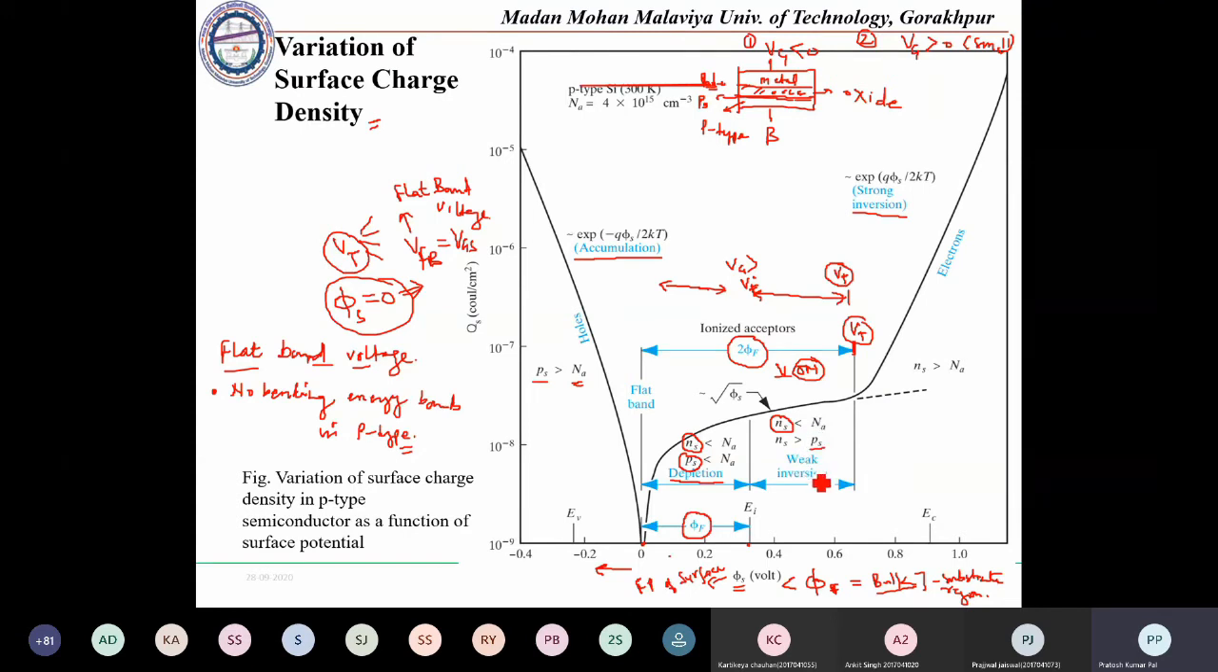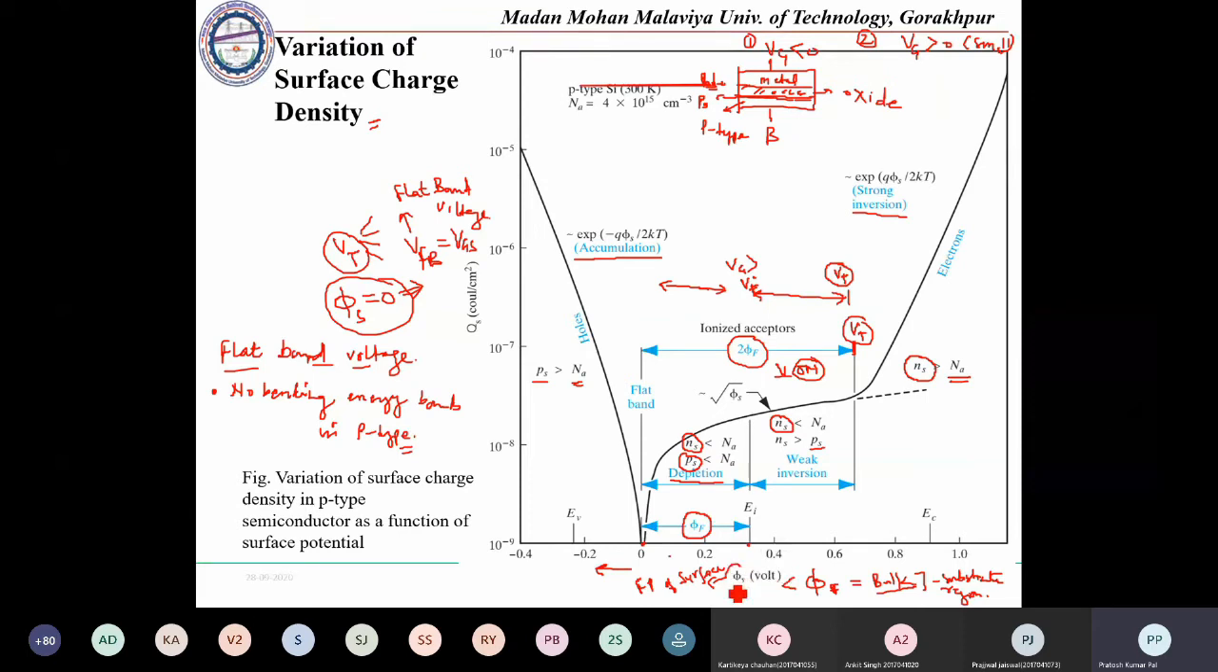Once weak inversion is there, in this region the number of electrons will be higher than the number of holes, but less than the acceptor ion doping concentration. In strong inversion, once the inversion has taken place, that means the channel has formed. At that time, at the surface region, the number of electrons will be very high and will exceed the doping concentration of acceptor ions. This is how we correlate the surface potential with different applied gate voltages.